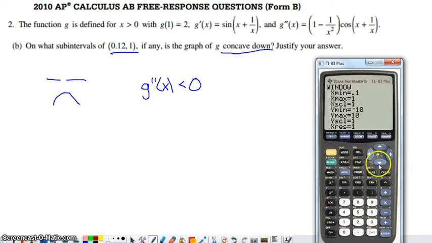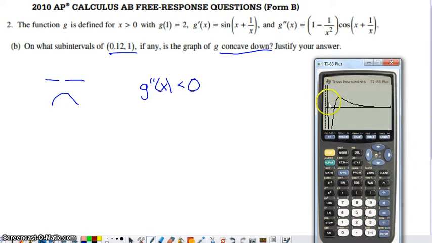So I'm going to go back into my window settings, and I'm going to change this to -20 just so I can see down a little further and then up a little further, and that should give me a better feel for what exactly is going on. Yeah, the graph is really dropping pretty rapidly on this portion of it. It crosses the x-axis here. It's negative between this x and this x, and then it's positive from there on out.